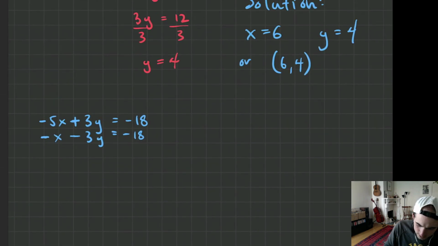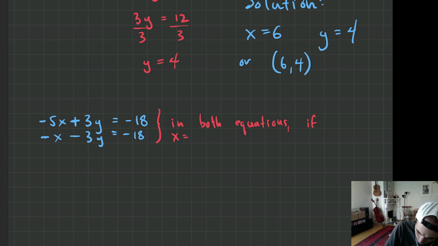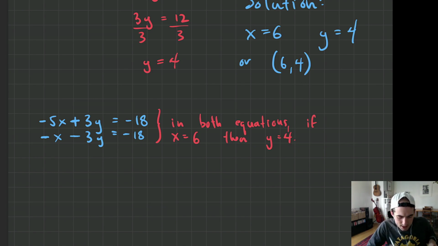Okay, so the whole point of this solution is that in both of these equations, if x equals 6, then y equals 4. So this is the only pair of x and y values that these two equations can agree on, okay? So let's just double check.